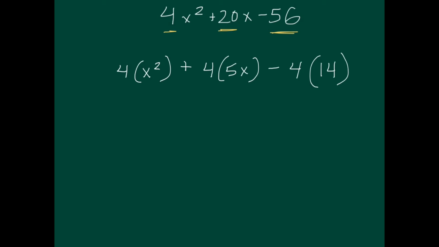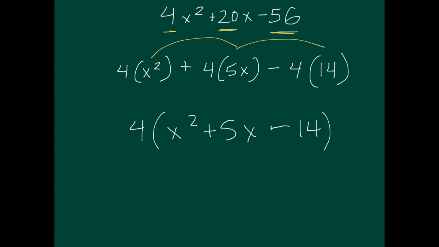So now we're going to take the 4, and we're going to put it outside of the expression. And we're going to put all the other terms inside. So it's going to be x squared, 5x, and 14. So now our expression is going to be 4 times x squared plus 5x minus 14.